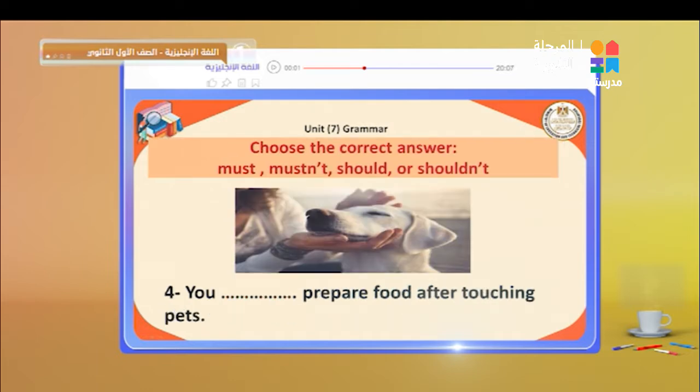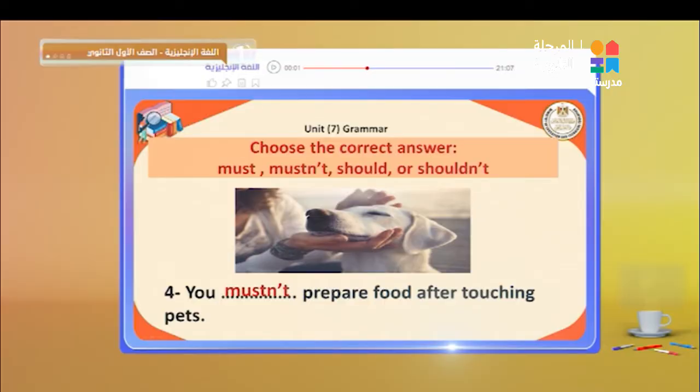Look at this picture. Someone is playing with the dog, a pet animal. Do you remember? We said that it's not advisable to play with dogs and then eat. So you prepare food after touching pets. You mustn't prepare food after touching pets. Of course, we can prepare food after touching the pet, but we should first wash our hands. So you mustn't prepare food after touching pets without washing your hands.